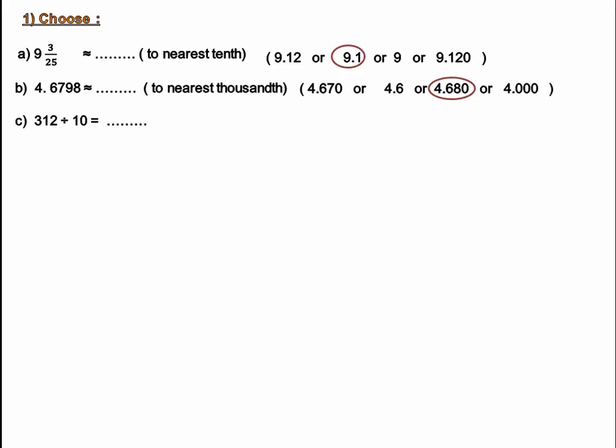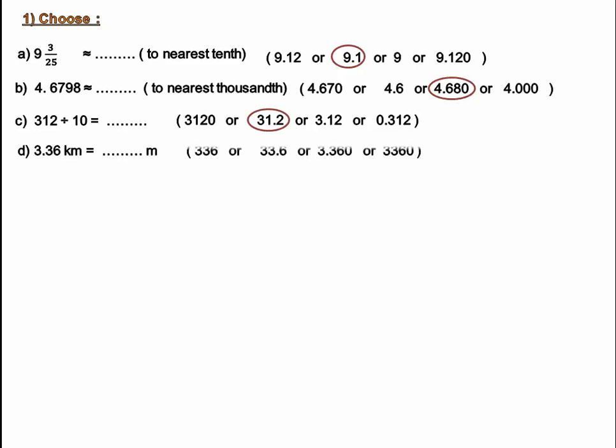312 divided by 10 will be 31.2. 3.36 kilometers equals how many meters? To convert from kilometers to meters, we multiply by 1000, so it will be 3360.